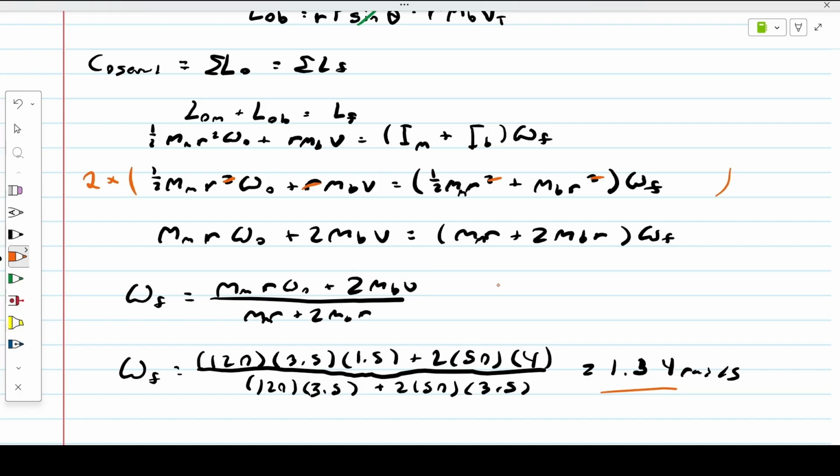But in this case, given the masses that we were given, it's actually going to slow it down. So that can be a little bit confusing, but that is the reason that it does that.